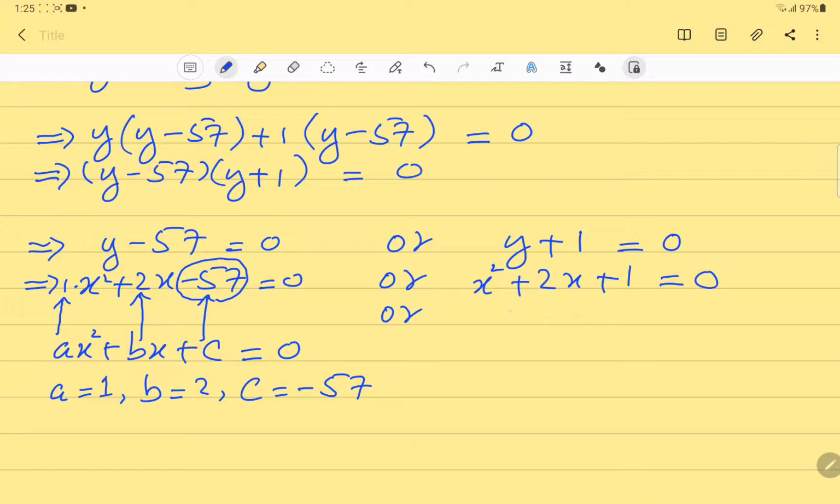On this side, it is very obvious that x squared plus 2x plus 1 is the square of x plus 1, which means we have x plus 1 is equal to 0, or the second one is also x plus 1 is equal to 0, so we are not writing. Then x in this case comes out to be minus 1.